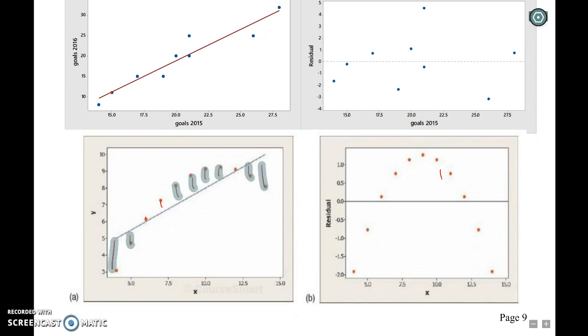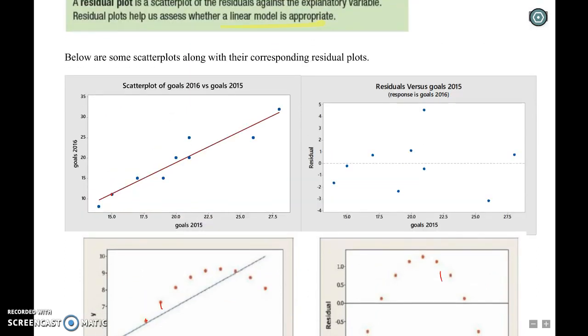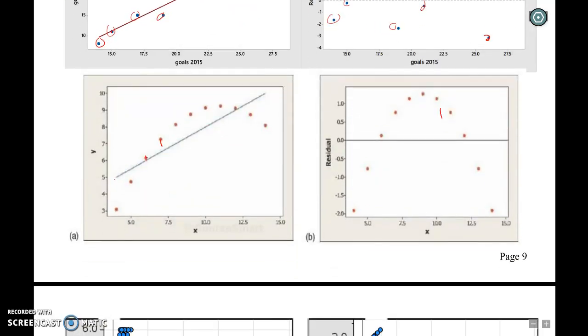Okay? Whereas here, if the data is approximately linear, then you should expect to get some below and some above and some below and some above. You should expect them to be scattered above and below randomly.